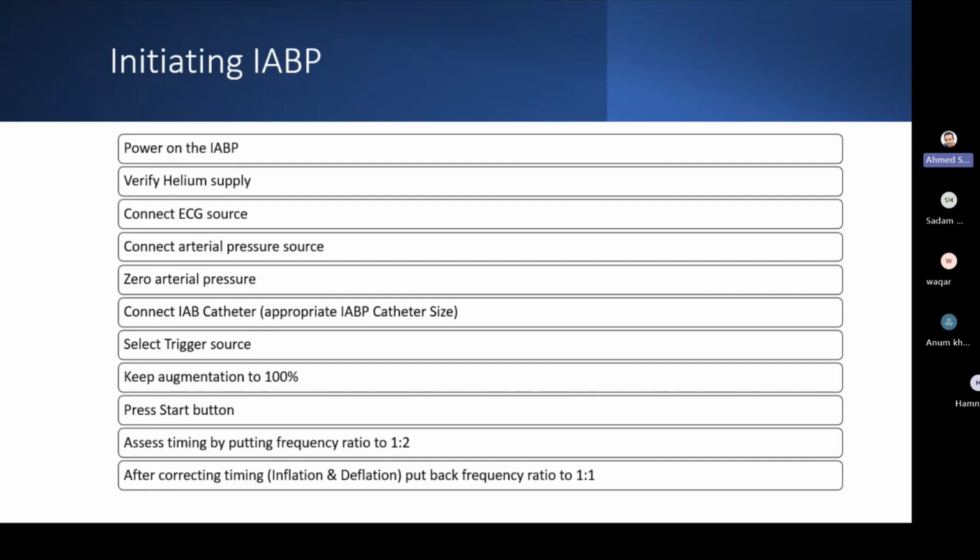And after that, you have to put the intra-aortic balloon into 1:2 ratio in order to assess the timing of the intra-aortic balloon, if there is any troubleshooting with the timing, like early or late inflation or early or late deflation. So you have to adjust the setting for the timing based on the semi-auto mode and the timing of the intra-aortic balloon.